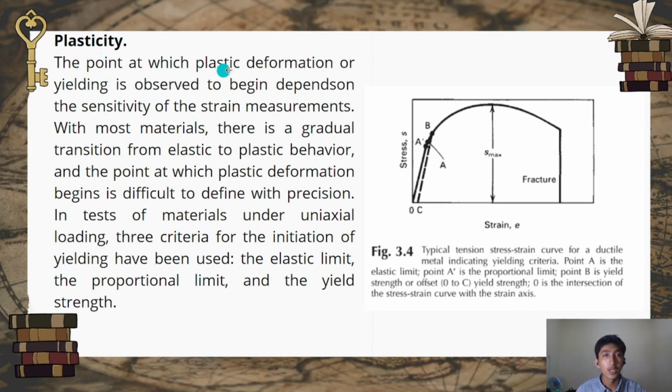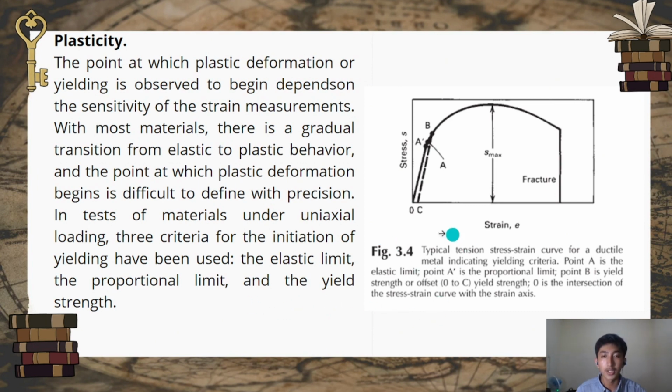The point at which plastic deformation or yielding is observed to begin depends on the sensitivity of the strain measurement. With most materials, there is a gradual transition from elastic to plastic behavior, and the point at which plastic deformation begins is difficult to define with precision. In tests of materials under tension, three criteria for the initial yielding have been used: the elastic limit, the proportional limit, and the yield strength.